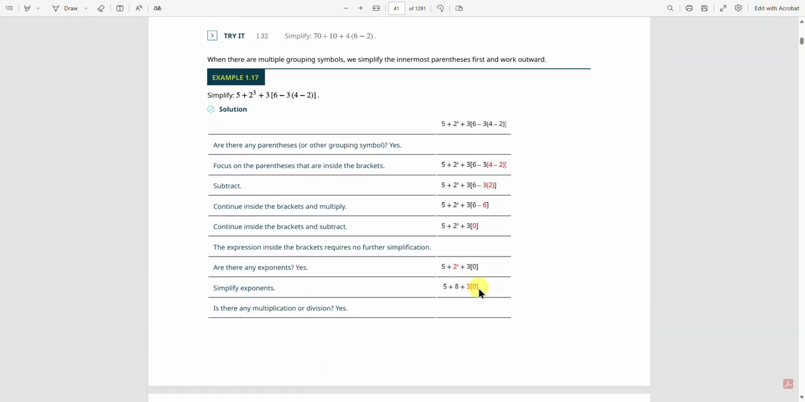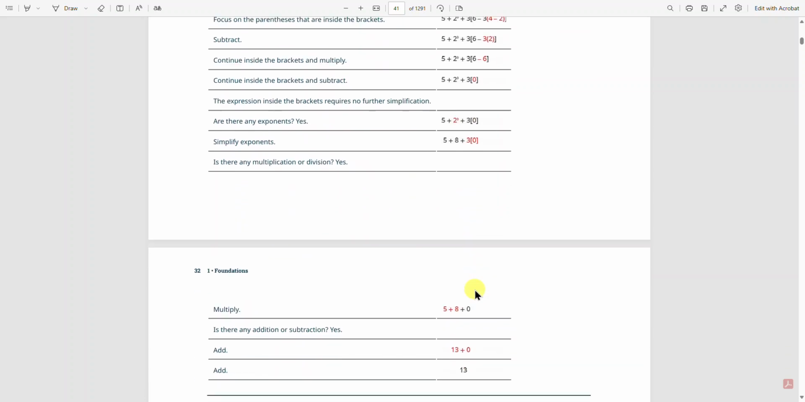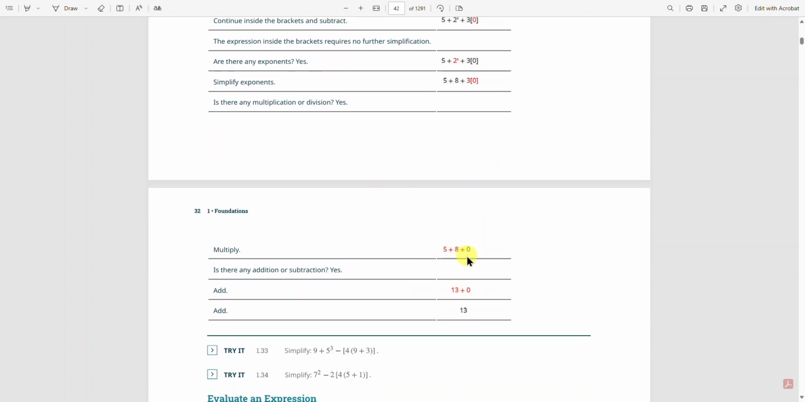Now we look at this and we ask, are there any groups? No, there's no groups. Are there any exponents? No, there's no exponents. So what's next in the order of operations? What's next would be multiplication. So 5 plus 8 plus 3 times 0. So we're going to do this multiplication next. 3 times 0 is 0. So we have 5 plus 8 plus 0, as we see here.